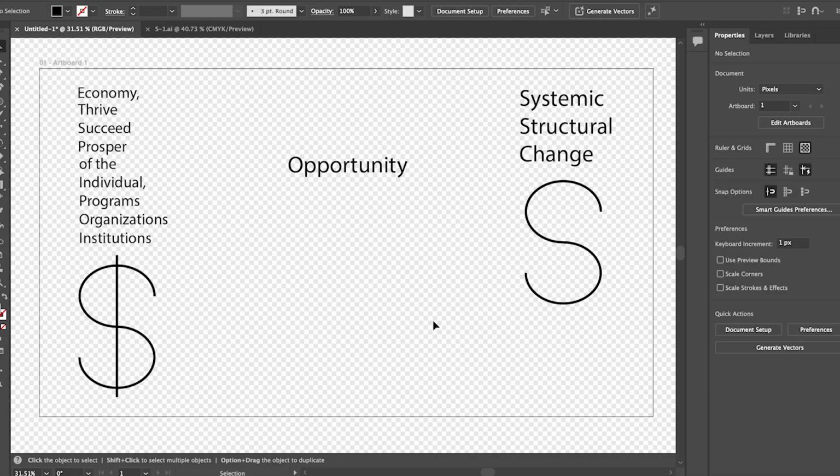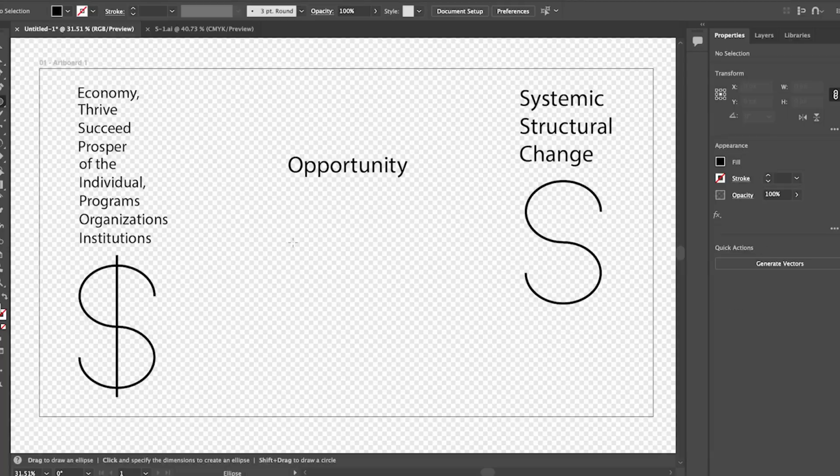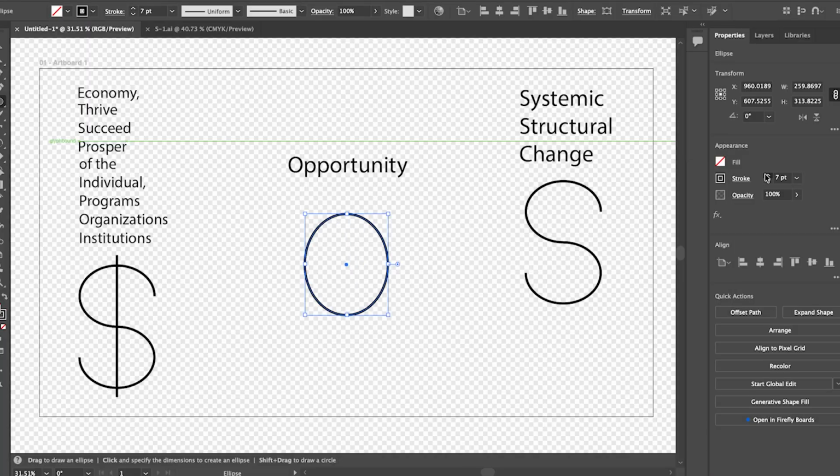Then I needed a component for people having the opportunity to thrive. Probably the most important component in my opinion. The best component to represent this, I ingeniously determined, was the letter O.